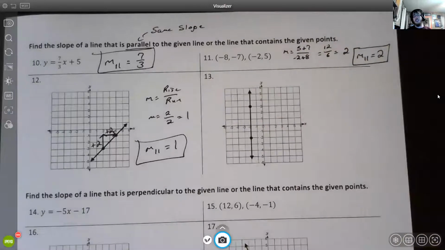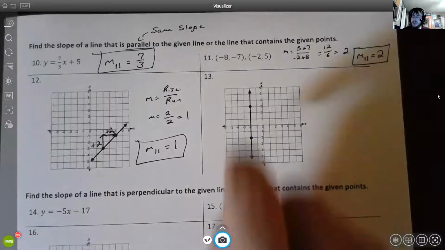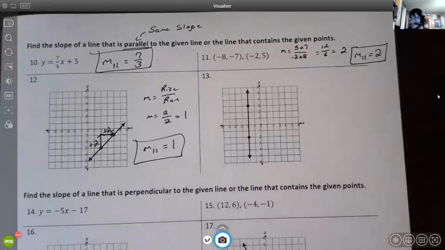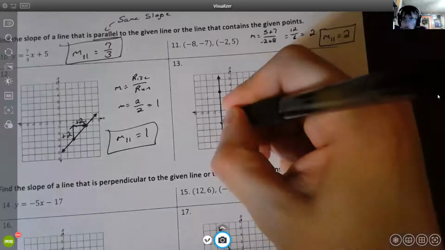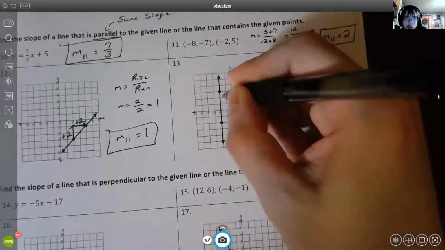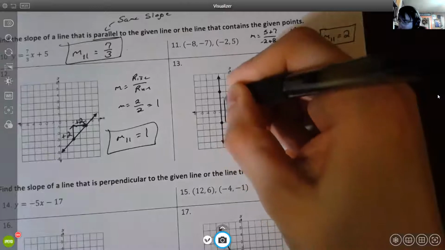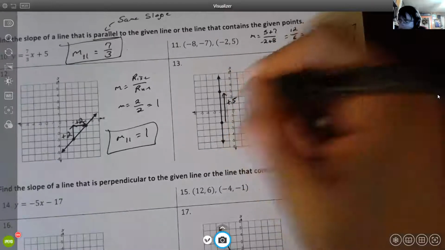Now, number 13 can be solved in a couple of different ways. One, you can look at this and realize you're dealing with a vertical line, which always has a certain slope. What you can also do is still do your rise over your run. So if you start from this point and you go up, you have to go up 5 units. So that's a plus 5 rise.